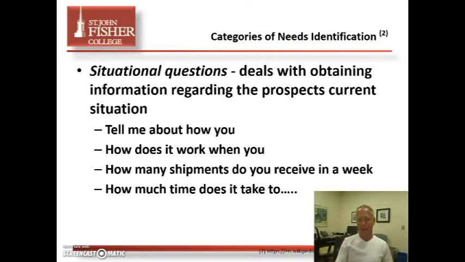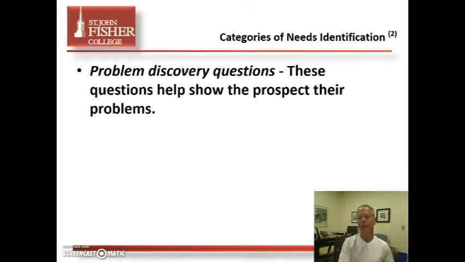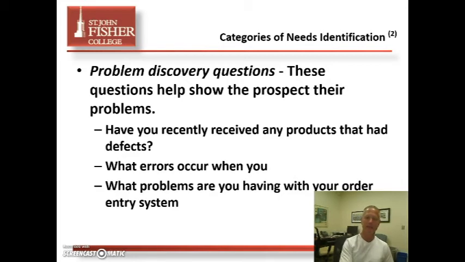As you start talking about situational questions, then you can ask, is that a problem? Has that ever been a problem? Would it be a problem if? And those are called your problem discovery questions. Those questions help to show the prospects their problem. Have you currently received any products that had defects? Tell me about it. What type of defects? What errors occur when that happens? Is it ever a problem? What type of problems are you having with this?